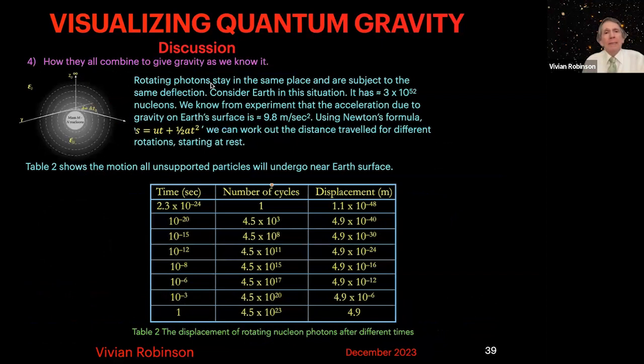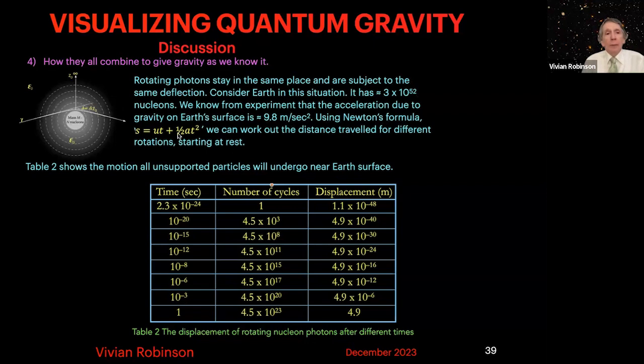Rotating photons stay in the same place and are subjected to the same deflection. Consider Earth in this situation. It has about 3 times 10 to the 52 nucleons. We know from experiment that the acceleration due to gravity on Earth's surface is 9.8 meters per second squared.